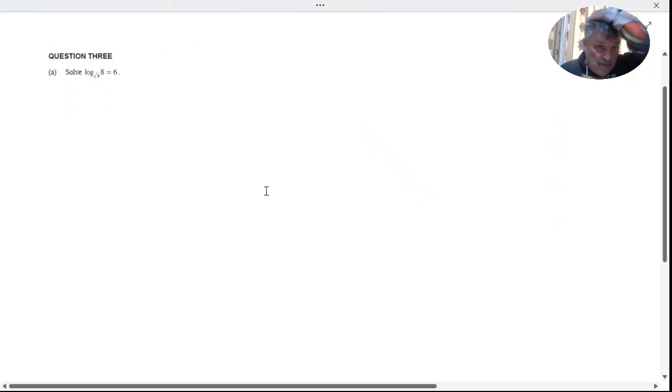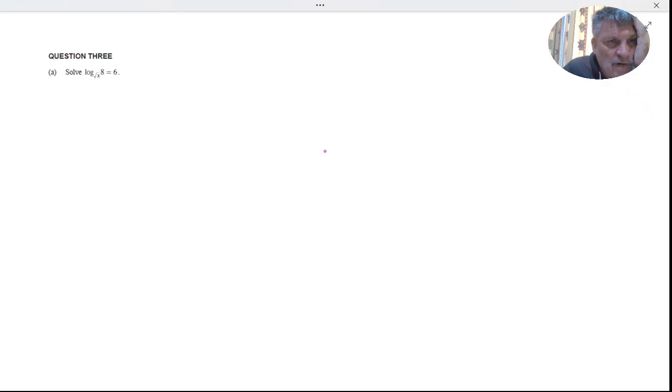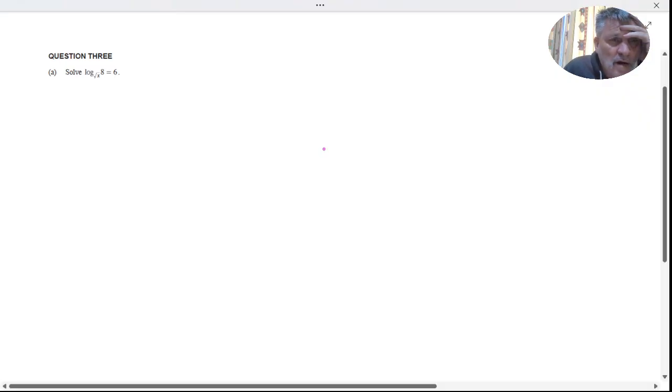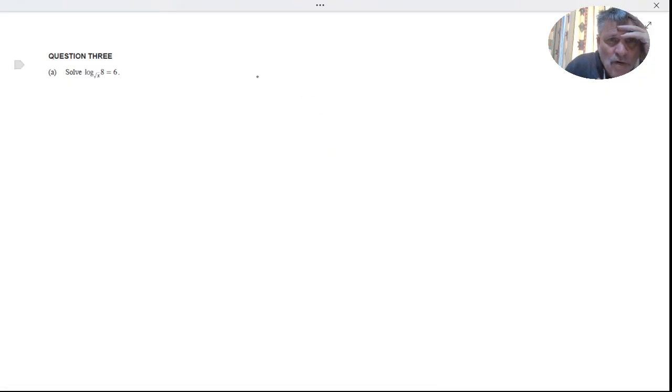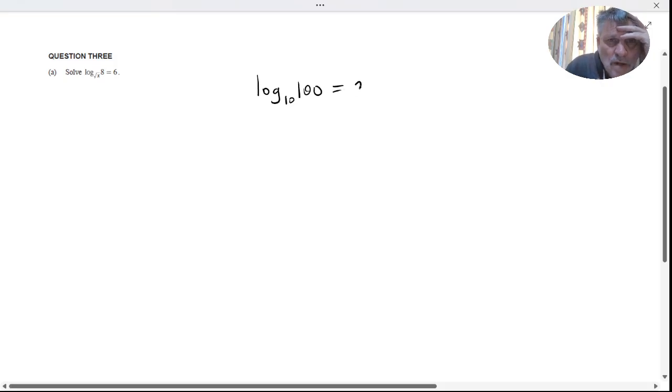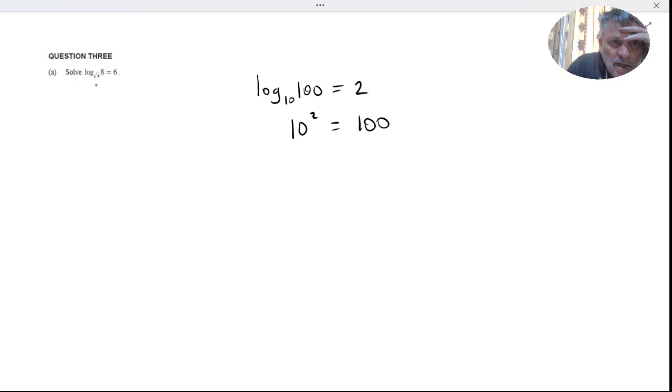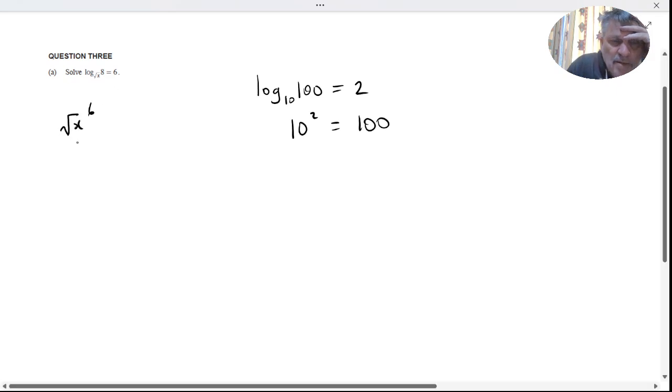On to question 3. Solve the logarithm of base root x of 8 is equal to 6. As I said before, I remember this one here that tells me 10 squared equals 100, and that just tells me where to put all of these terms. So I can change this into a power. Root x is the base, 6 is the power, and it has to equal 8.